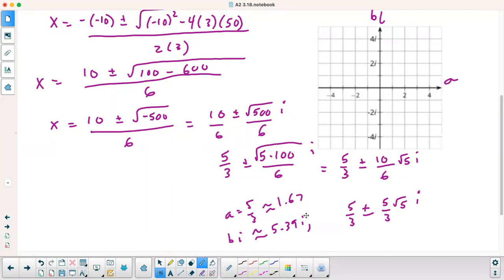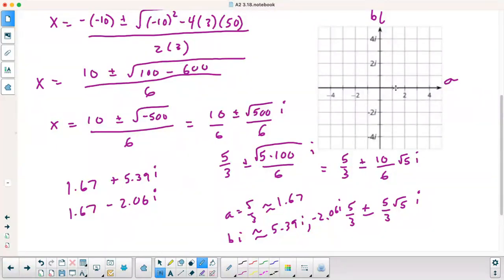And then I'm going to do 5/3 minus 5/3 times the square root of 5. And see what you get here. I got negative 2.06i. Okay, so basically I'm gonna plot it like this: 1.67 plus 5.39i, and then I'm gonna do 1.67 minus 2.06i. That way I can plot the points a little bit better.